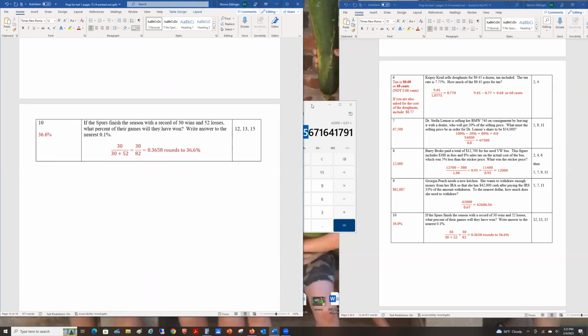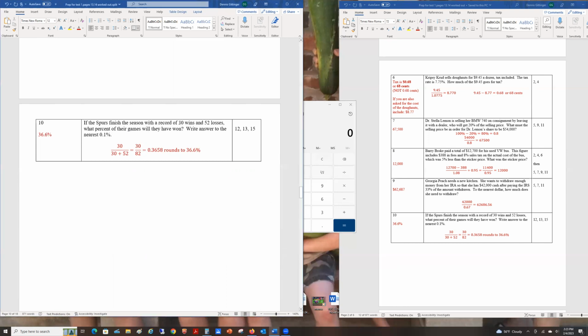All right, there are 3 problems that are similar to this one. One of them is Spurs. You don't have to be a Spurs fan or a sports fan at all in order to work this problem. You've got 2 categories. You've got your wins and your losses. It could be good eggs and bad eggs. It could be men and women. It could be chickens and ostriches. But there's 30 in one group and 52 in the other. So what percent of their game will they have won?